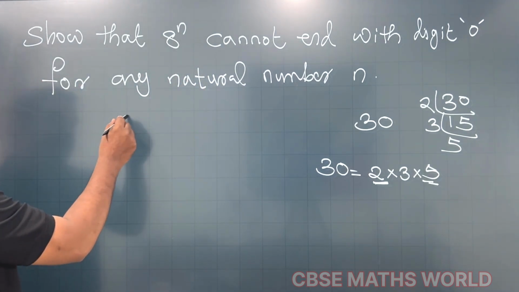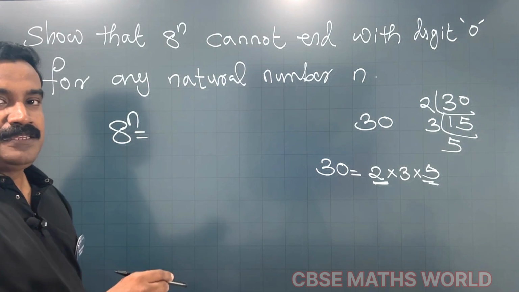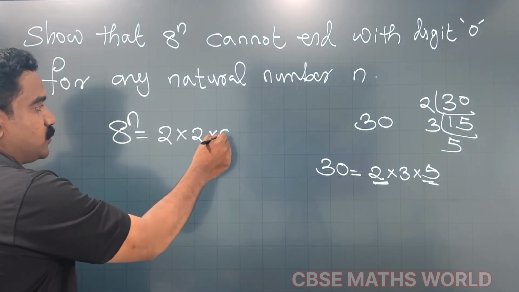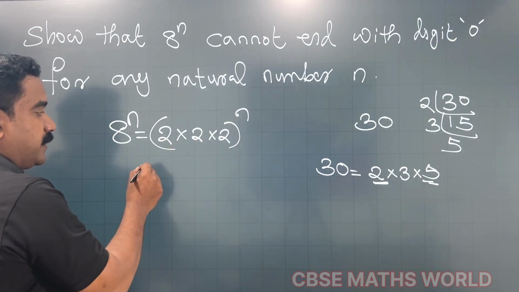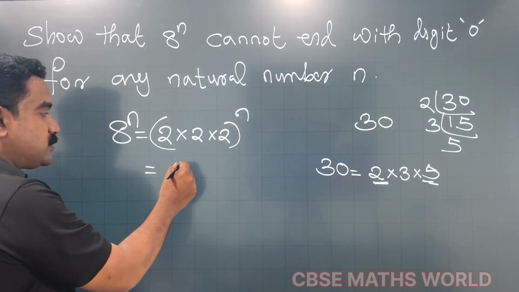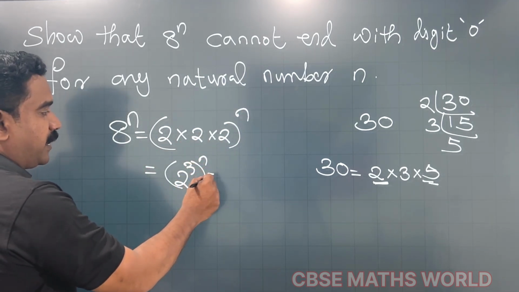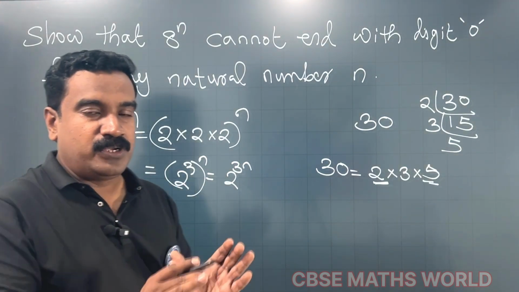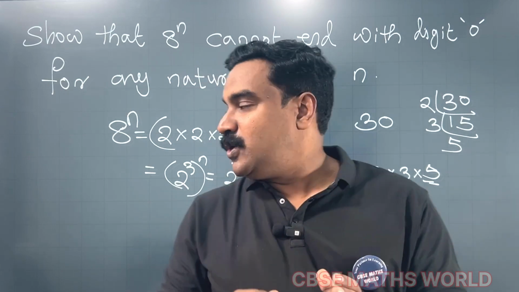So 8 raised to n. Actually, what is 8? 8 is 2 into 2 into 2. So all raised to n. That is 2 into 2 into 2, which means 2 raised to 3, all raised to n. Or simply you can write 2 raised to 3n. Or simply, 8 raised to n is equal to 2 into 2 into 2 all raised to n, 2 cube all raised to n.